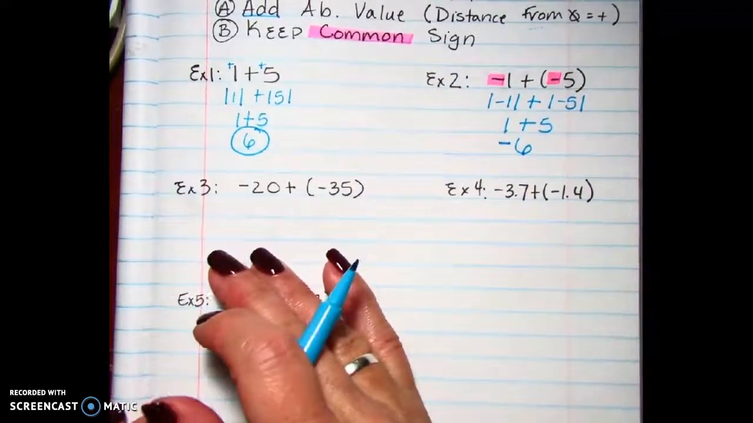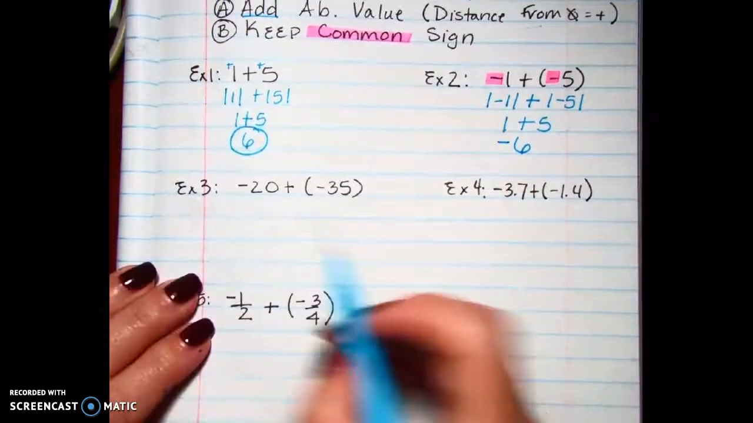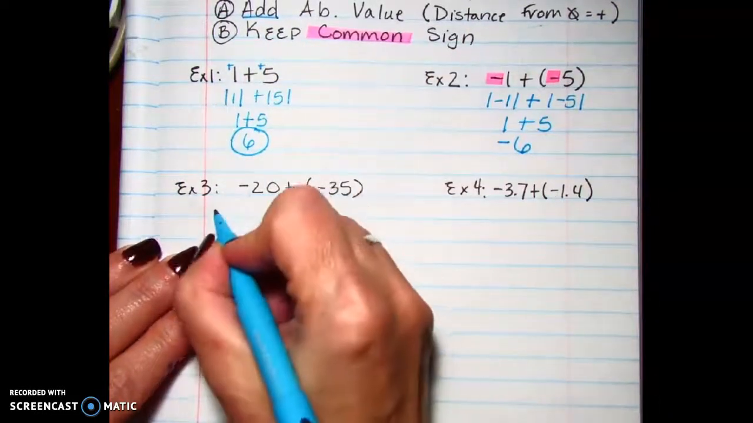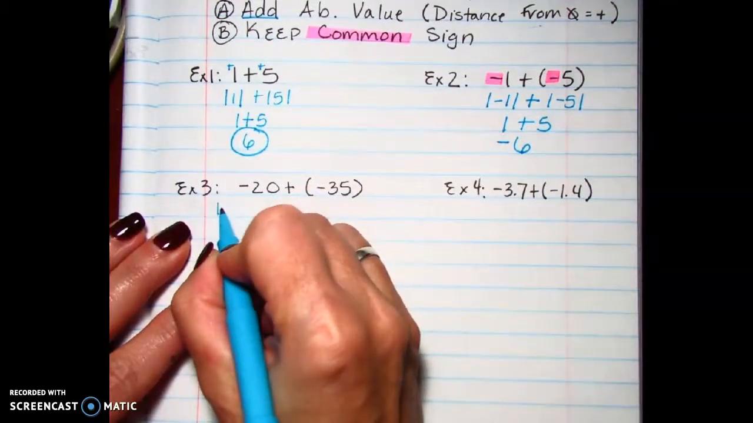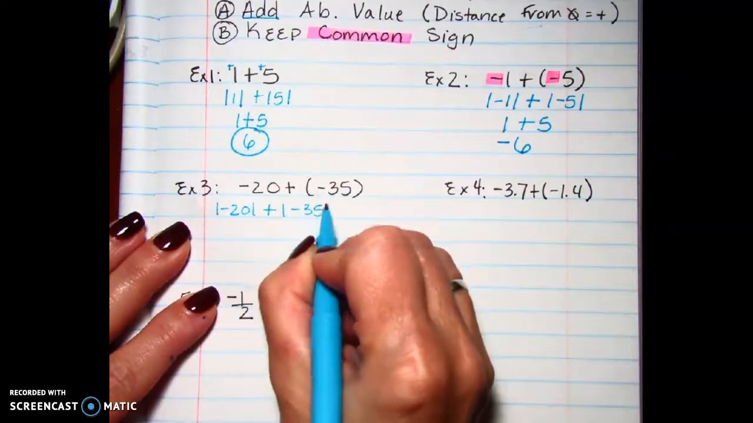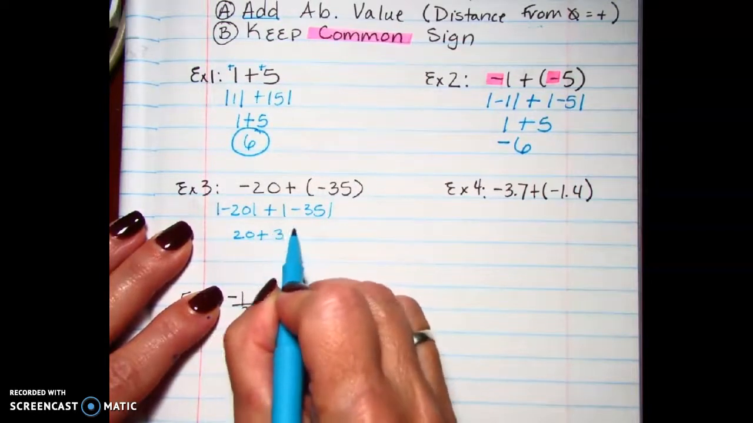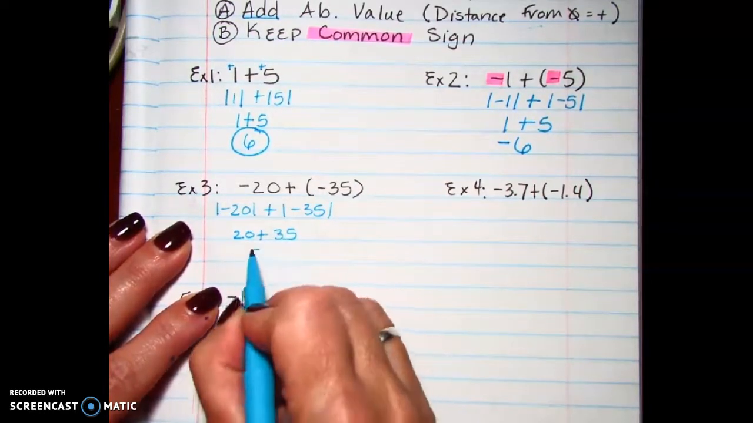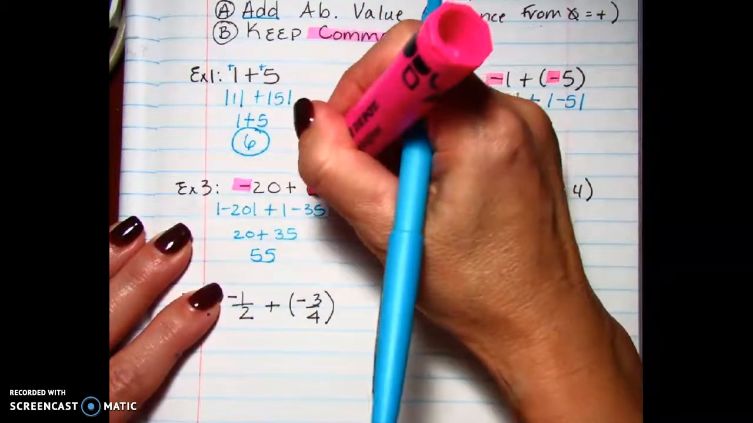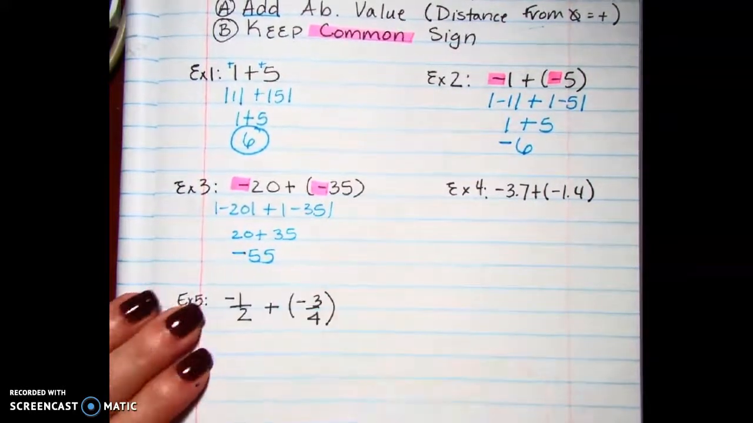Now let's go on to this one. Down here, we had this one yesterday and we were drawing tokens like crazy. So I'm going to take the absolute value of each number and I have to add them together. So that means that -20 is 20 plus 35, and I end up with 55. My original problem shows that they are the same common sign, so I make sure it's negative.